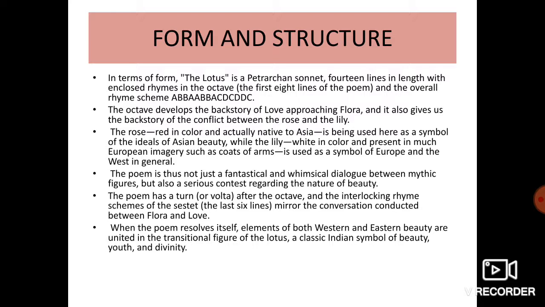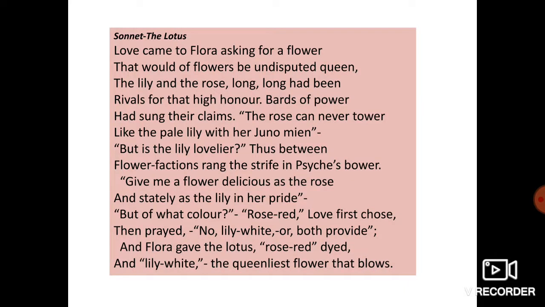So, we also find that the poem resolves itself. Elements of both the Western and the Eastern beauty are united in the transitional figure of the lotus, a classic Indian symbol of beauty, youth, and divinity, because the symbol of our nation, the national flower, is lotus. So, let us first read the poem Lotus, then we will follow the interpretation.